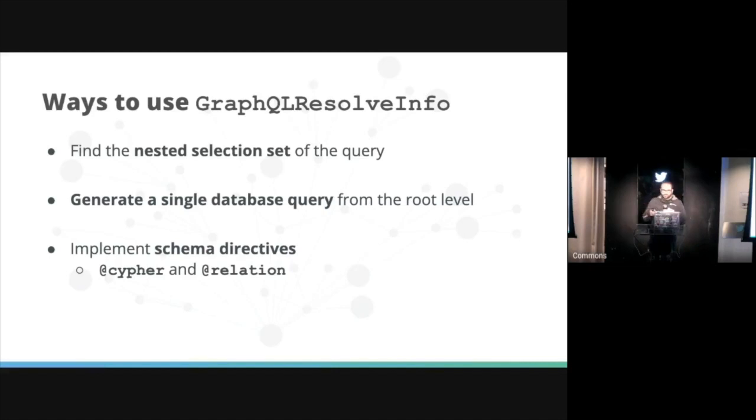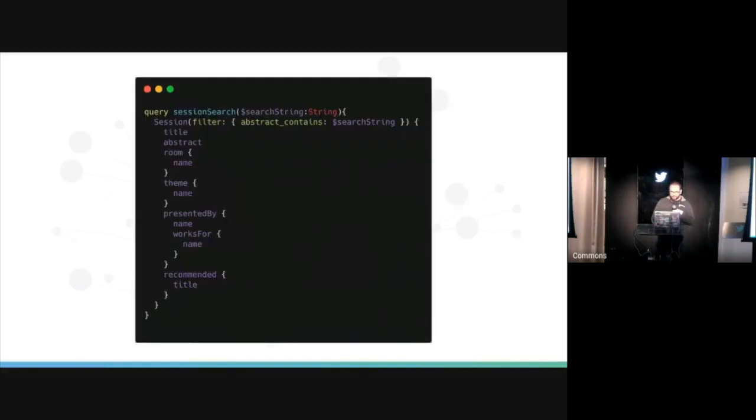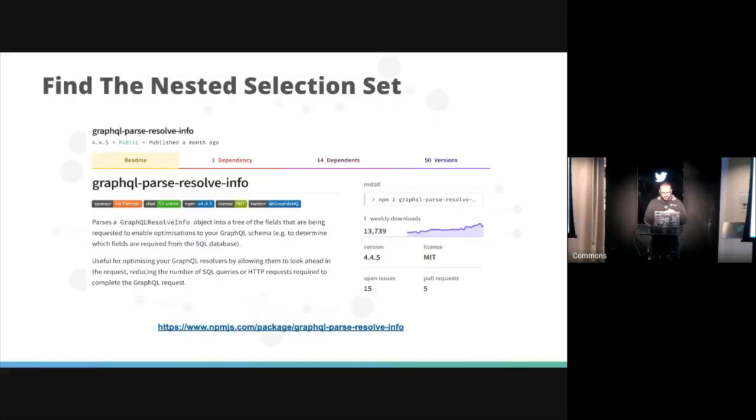Another thing we can do is implement schema directives. And this might sound a little weird if you've implemented schema directives a different way. I'm going to show you how we implement two schema directives specific to our integration and why we do it here rather than a different approach. Okay, so going back, just remember this is the query that we're running, starting at sessions, searching for sessions by some value in the abstract, and then traversing out from there.